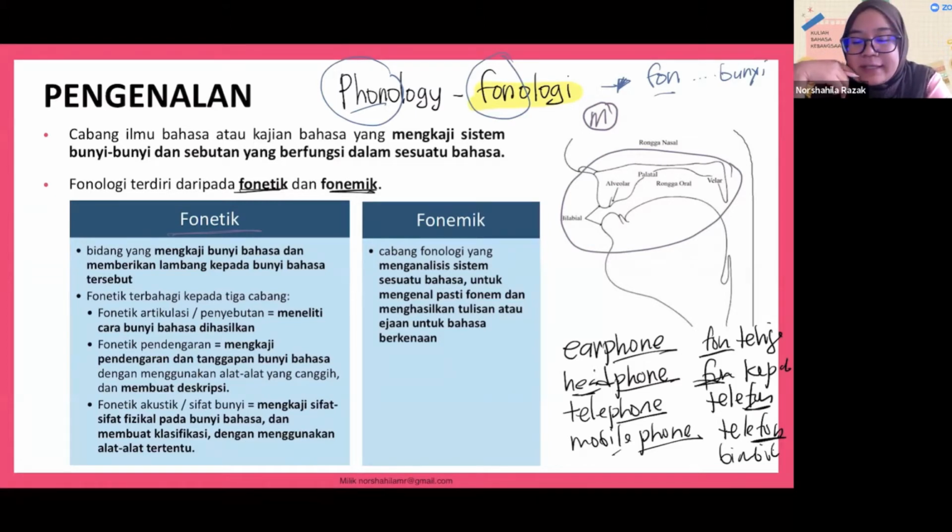Meh. Okay. Jadi phonetic acoustic actually they do a research about how we pronounce a sound, not only in bahasa Melayu but in other language as well. Okay, kemudian kita ada fonetik pendengaran. Fonetik pendengaran ini adalah fonetik yang kita dengar. Okay, when I say something and you will receive the sound. Okay, and you will listen. Jadi dia mengkaji pendengaran dan juga tanggapan bunyi.